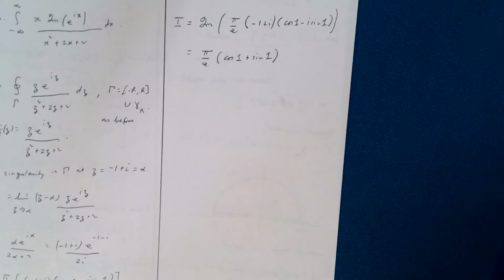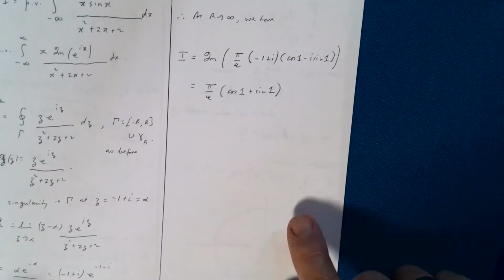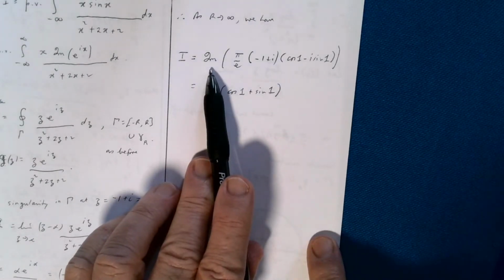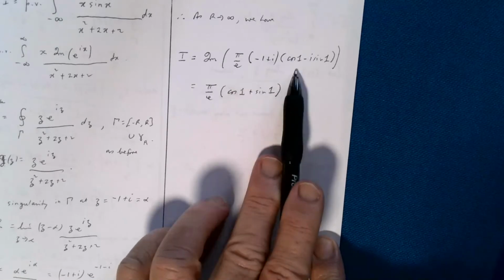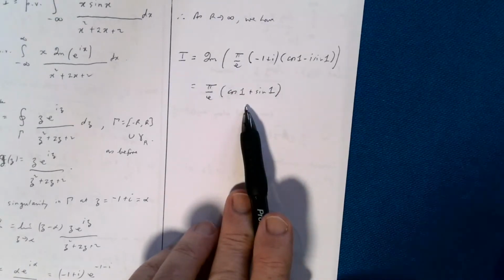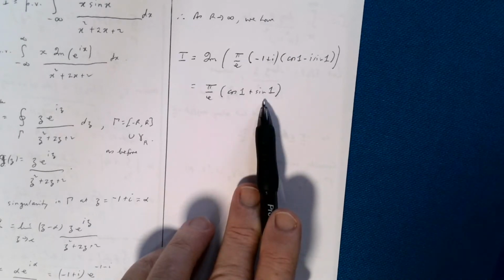So as R goes to infinity, then our integral that we had is just the imaginary part of the value we got from this J, which we calculated before. And I just pull off the imaginary part of this and we get pi over e times cos 1 plus i sine 1.